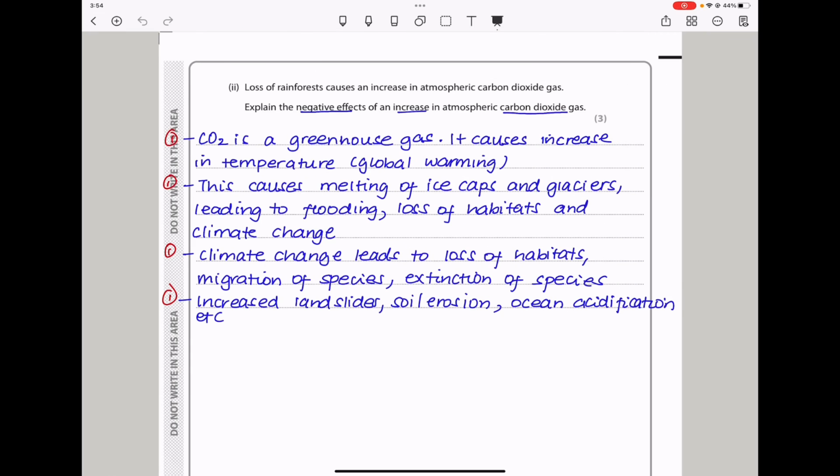Moving on. Here they say loss of rainforest causes an increase in atmospheric carbon dioxide gas. Explain the negative effect of an increase in atmospheric carbon dioxide gas. If atmospheric CO2 increases, we remember CO2 is a greenhouse gas, so it's going to cause an increase in global temperatures, or it's connected to global warming. So this causes the melting of the ice caps and glaciers, leading to flooding, and flooding can lead to loss of habitats. And climate change can also lead to loss of habitats, migration of species, extinction of species. This can also lead to increased landslides, soil erosion, ocean acidification, and so on.